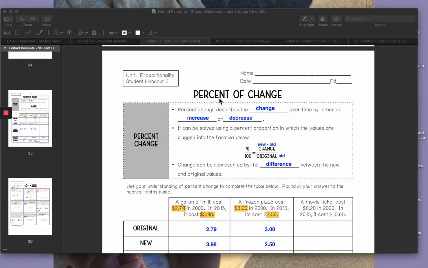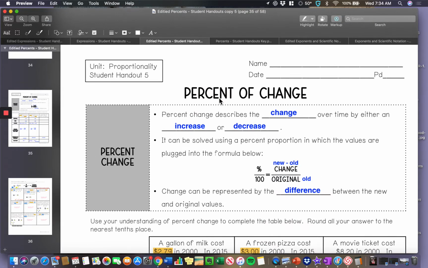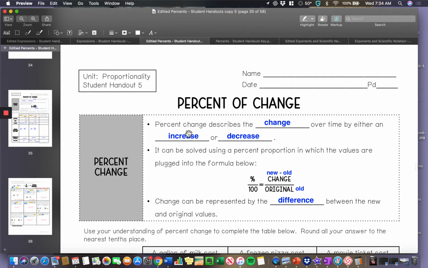Hello everybody. Today we have percent of change. So when we have percent change, it describes the change over time by either an increase or a decrease for a percentage. And it can be solved using a percent proportion in which the values are plugged into the formula below. So we have the percent over 100.